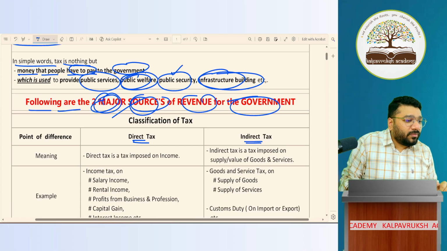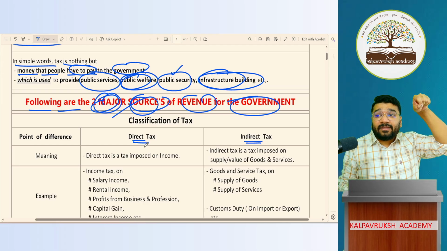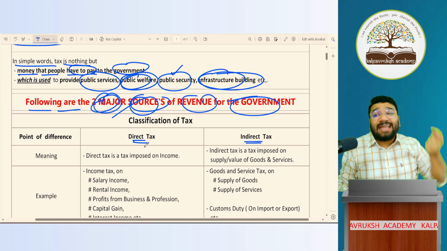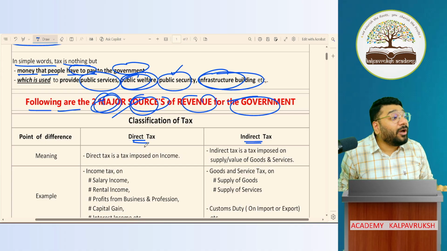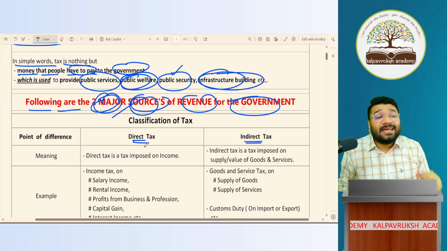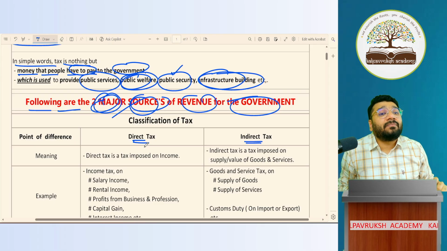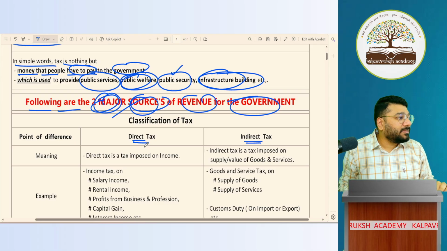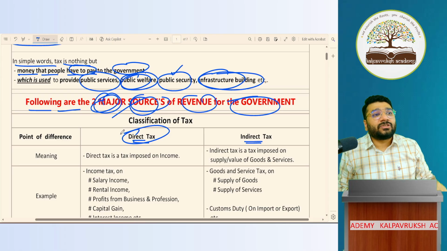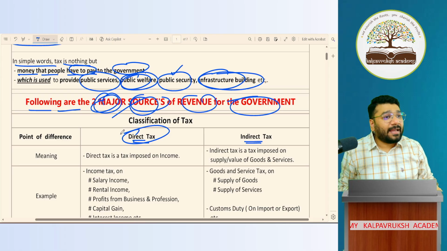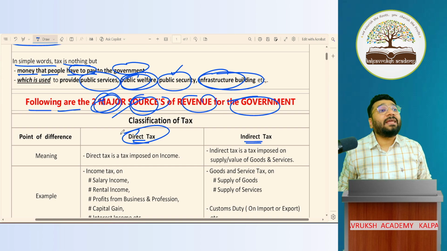Now, what is the meaning of direct tax? A tax which is levied, charged, and collected directly on your income. On your income. A tax which is directly levied on your income is called income tax. Another name for income tax is direct tax. So direct tax is nothing but income tax. What is income tax? Nothing but direct tax. A direct attack on your income.